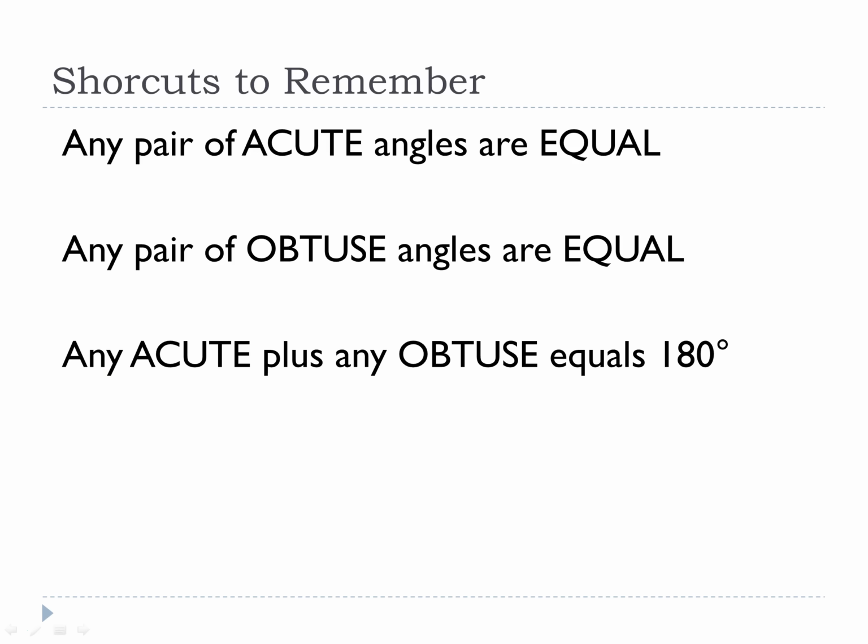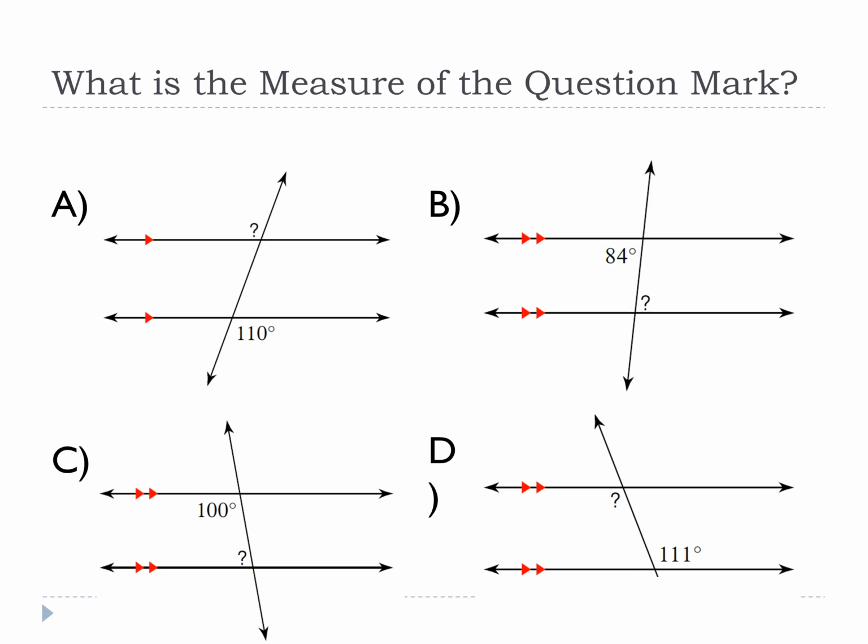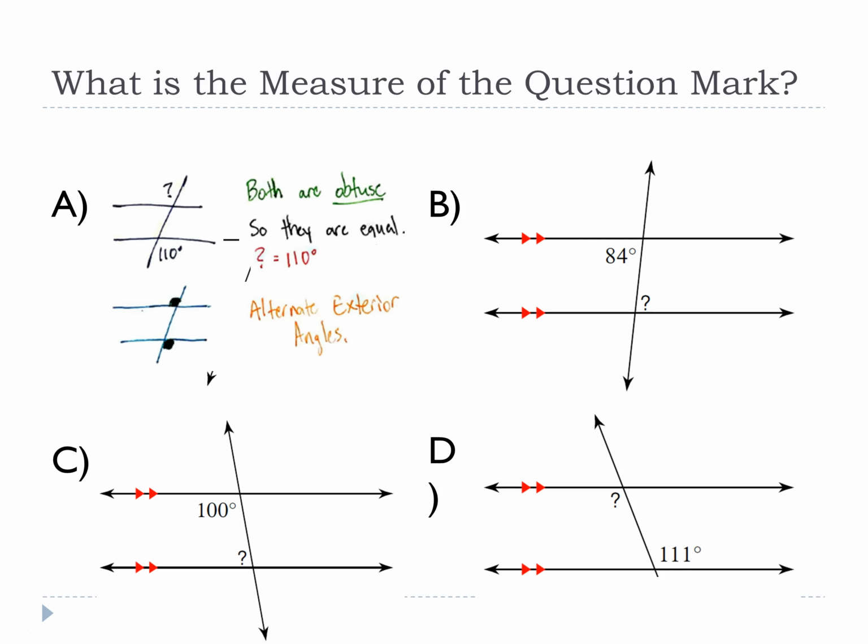All right, so those are some shortcuts that help you remember some of those parallel line pairs, and then that leads us to some problems that we can find. So what is the measure of the question mark? So for A, I see that they're alternate exterior, but they're both obtuse, so they have to be equal. So the question mark is equal to 110 degrees. And given the second drawing, you can see that they're alternate exterior angles. They're on different sides of the transversal, and both of them are exterior.